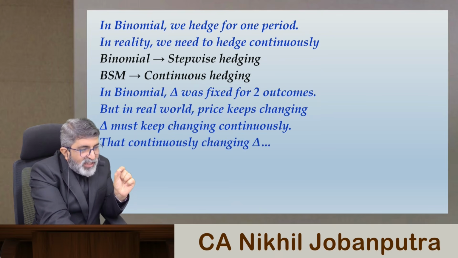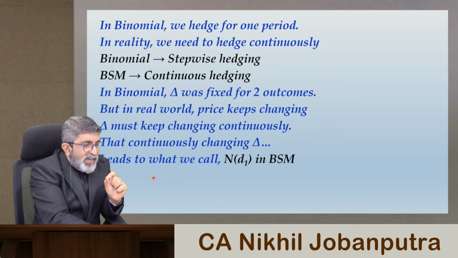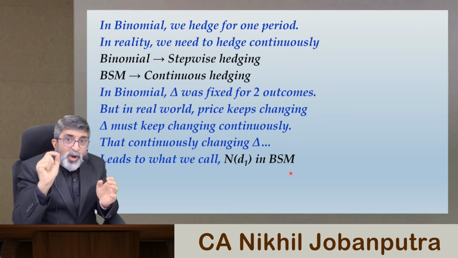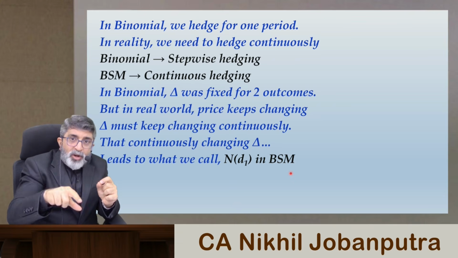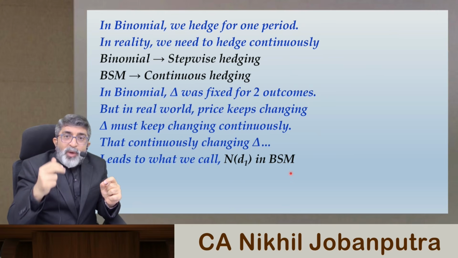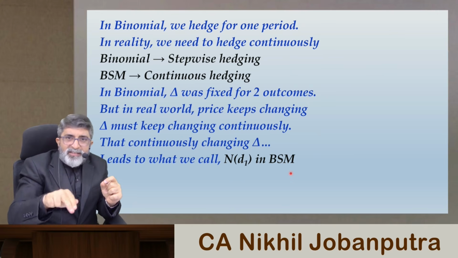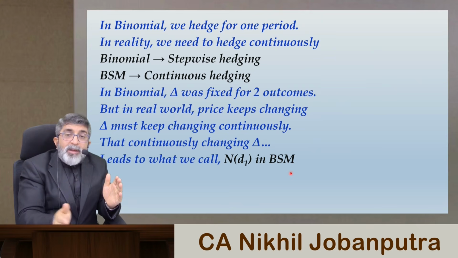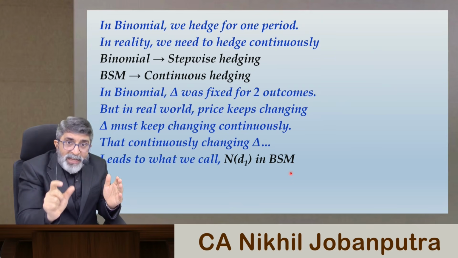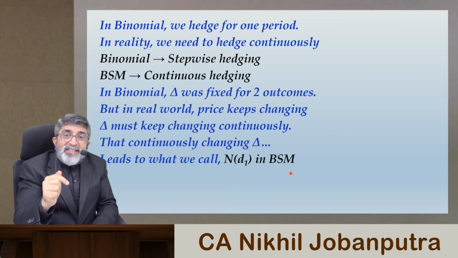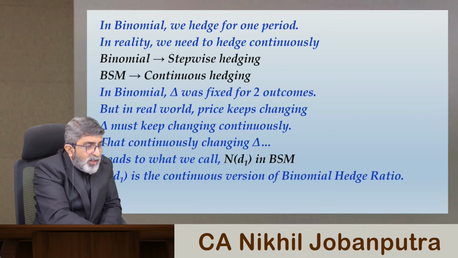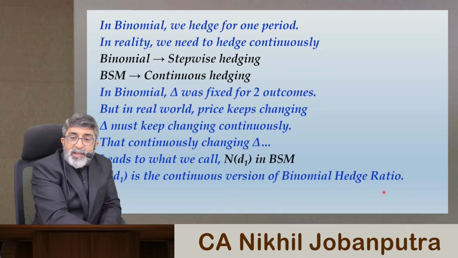That continuously changing delta leads to what we call N of d1 in BSM. So what we were using as the symbol delta in the binomial model transforms to N of d1 in BSM. That means the logic of delta still remains the same, but its value is now derived as N of d1. Now N of d1 is the continuous version of the binomial hedge ratio.